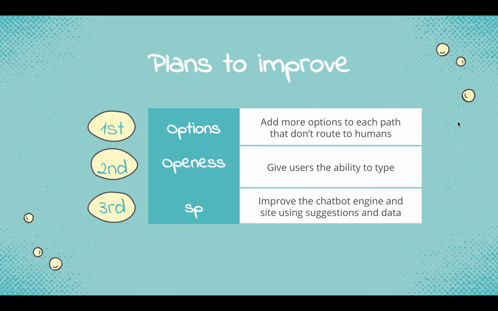So in terms of next steps, taking that into consideration, number one, I'm going to add more options to each path that don't route to humans, trying to avoid the routing to humans. Then I'm going to make it more open, actually giving users the ability to type, and then SP, which stands for specificity, which means improving the chatbot engine and site using suggestions and data. So I'm actually going to see what kind of things people are typing in and improve those specific paths.